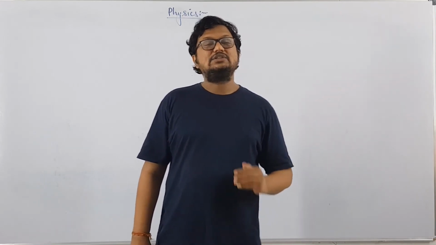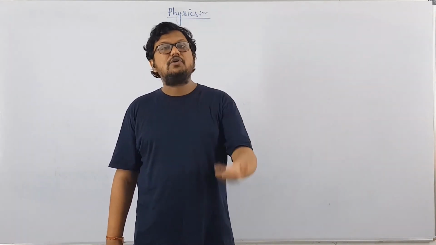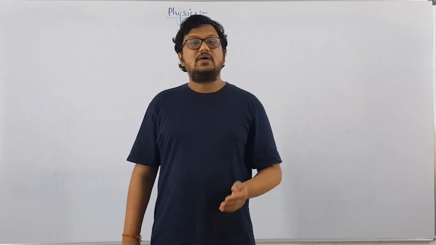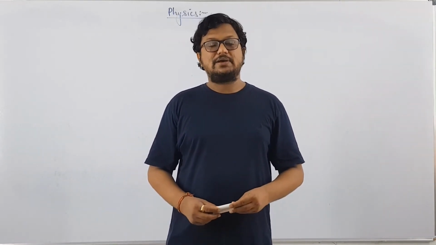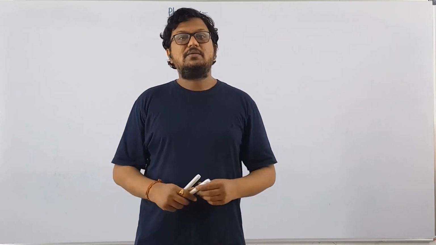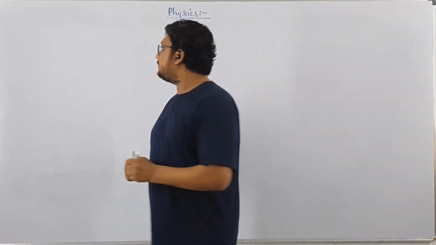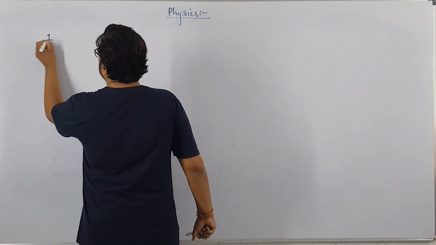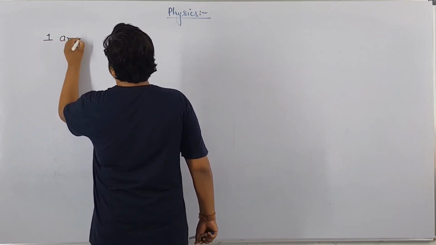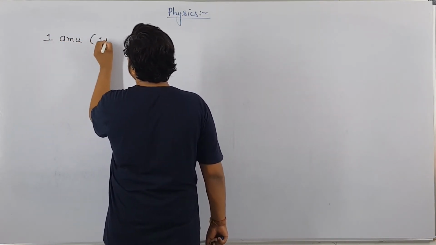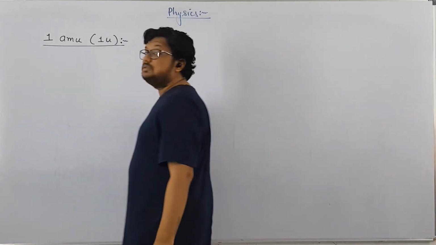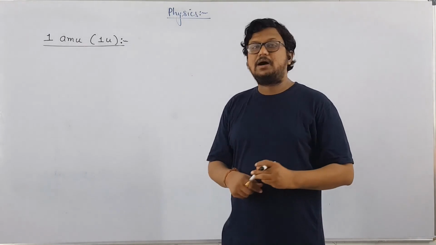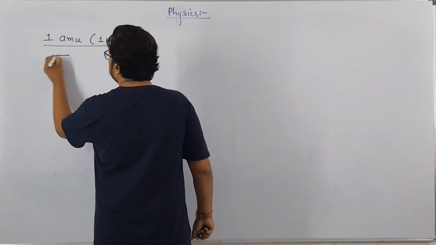So in that case, we have defined a new unit of mass which is known as atomic mass unit, AMU. So what is one atomic mass unit? 1 AMU, which is also written as 1 U. So what is 1 AMU or 1 U? The mass of 12th part of an unexcited carbon atom.